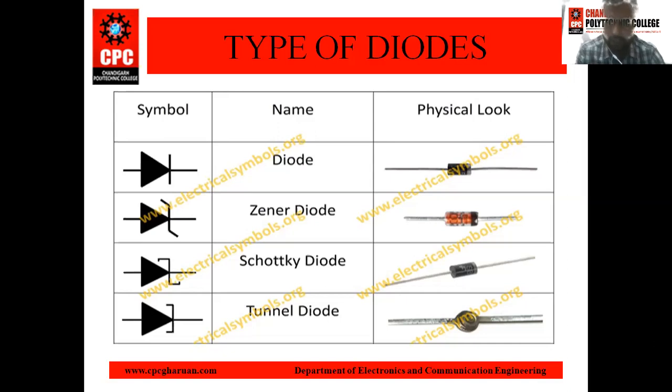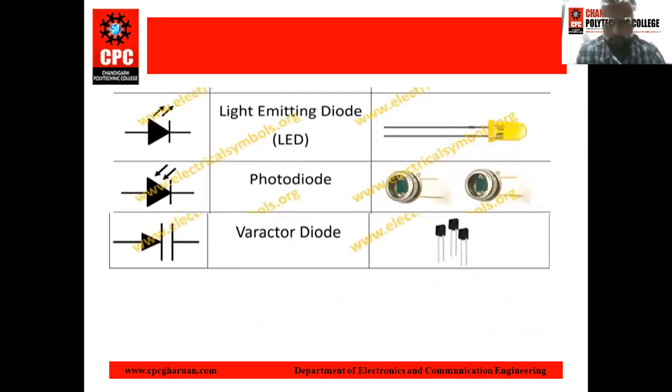Next is the tunnel diode. Tunnel diode is used in microwave circuits. After that, LEDs, that is light emitting diodes. Gallium arsenide and gallium phosphide are used to form LED components. It works in forward bias. It cannot work in reverse bias.